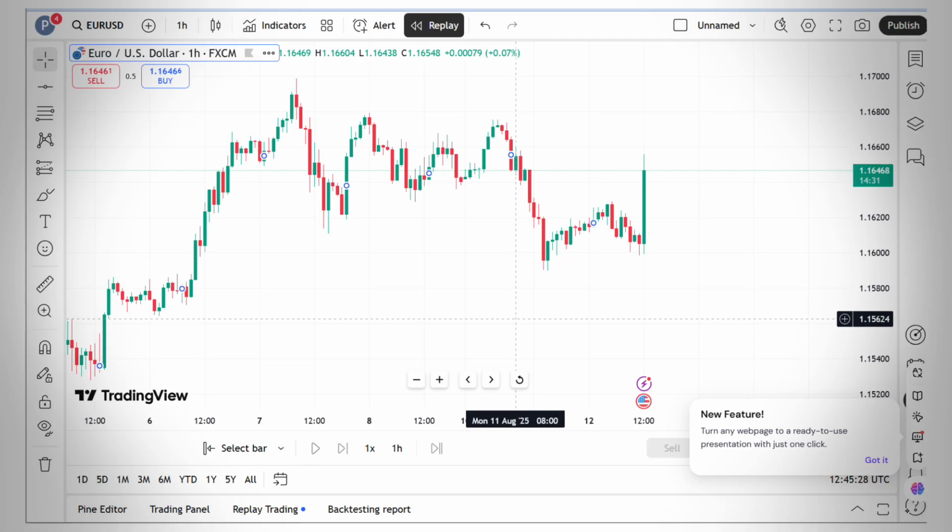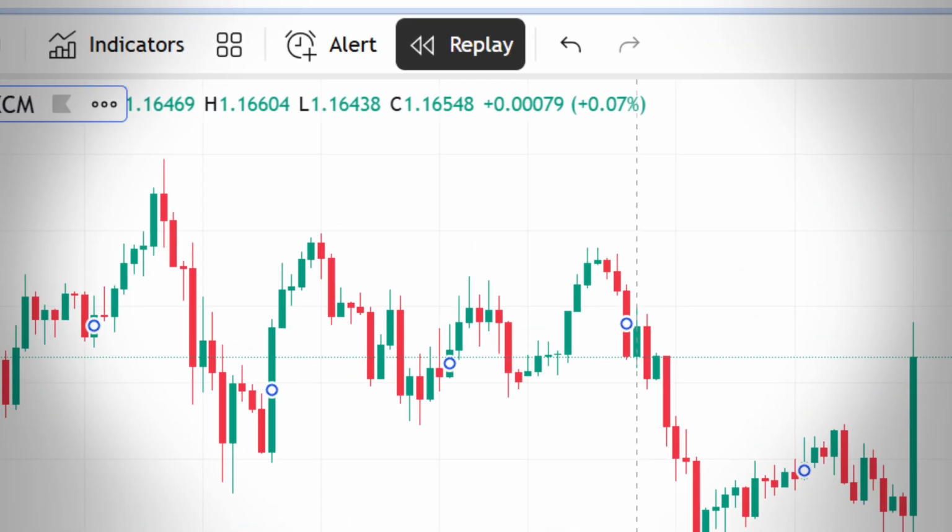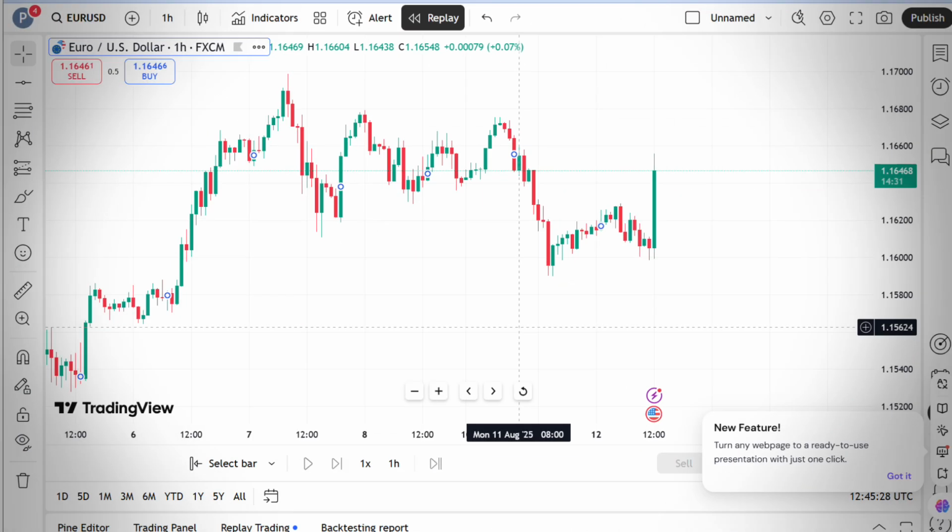You can use tools like TradingView to replay past price movement. It's a great way to simulate live conditions without risking money. So you watch how price behaves around your key levels and test different setups. So there you have it, a basic introduction to price action trading.